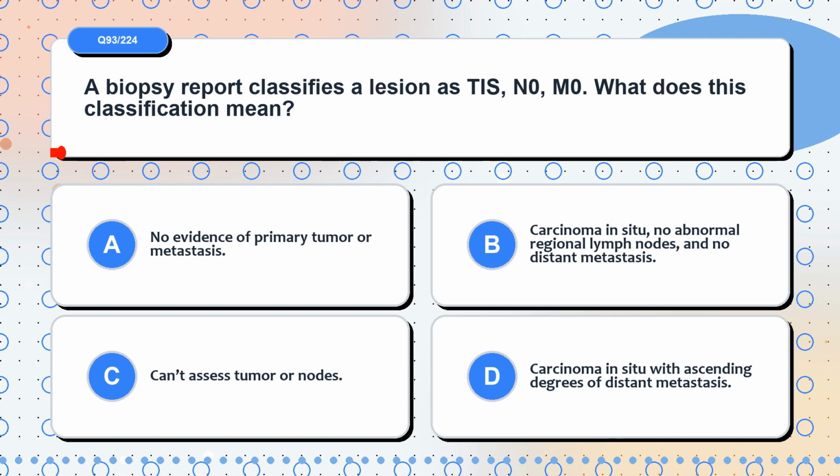Question 93. A biopsy report classifies a lesion as TIS, N0, M0. What does this classification mean? Here are the options. Option A. No evidence of primary tumor or metastases. Option B. Carcinoma in situ, no abnormal regional lymph nodes, and no distant metastases. Option C. Can't assess tumor or nodes. Option D. Carcinoma in situ with ascending degrees of distant metastases.